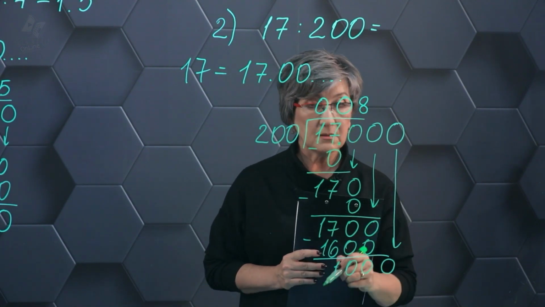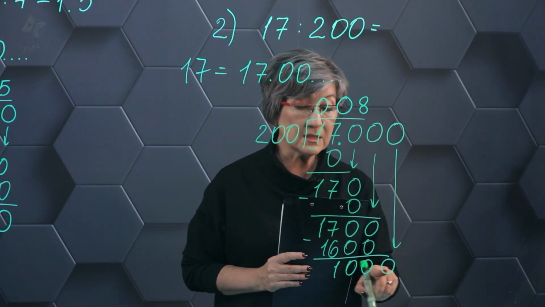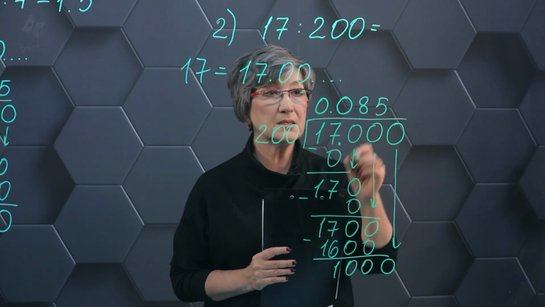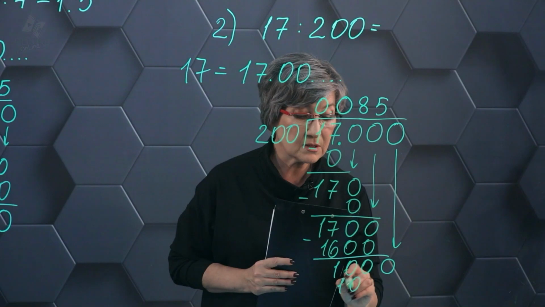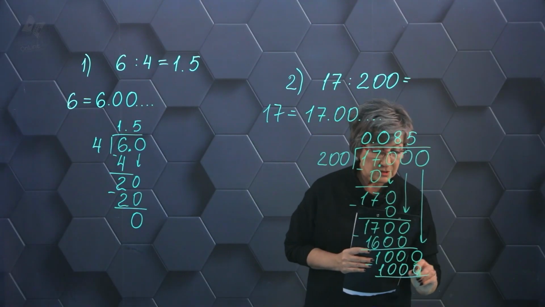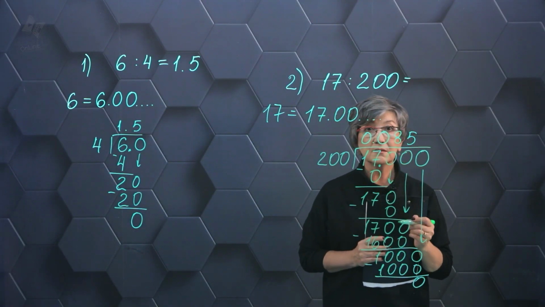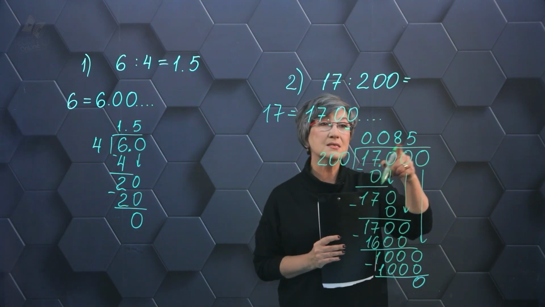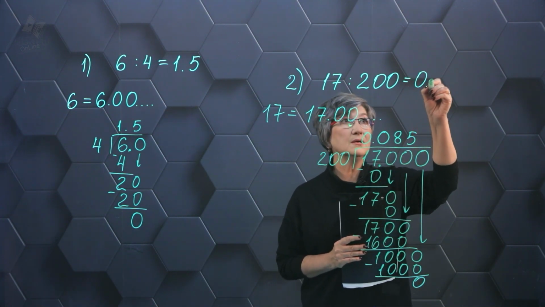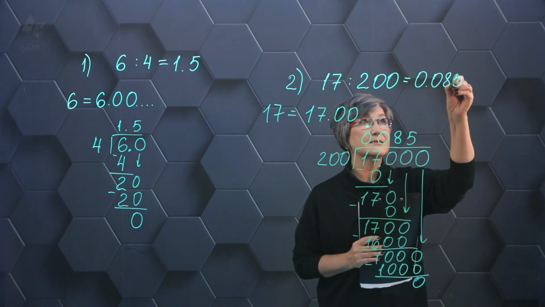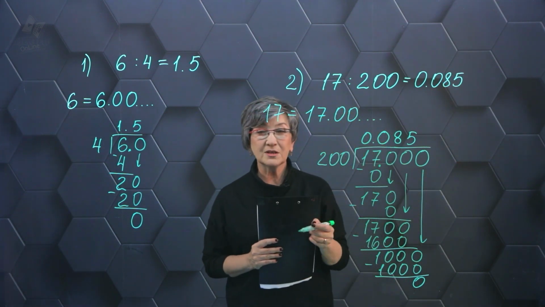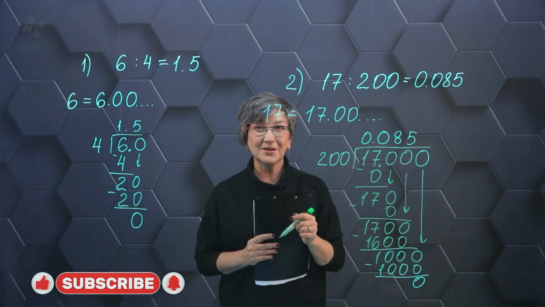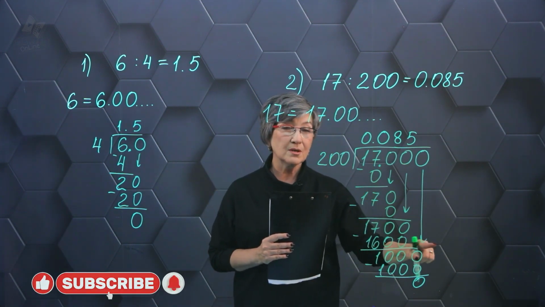And I'm going to use it. So 1,000 divided by 200. But in this case, I'm taking 5. And 5 times 200, that would be 1,000. 1,000 minus 1,000 will result in a remainder of 0. So my division is complete. I write down the answer is 0.085. This is how we divide a decimal fraction by a whole number. And we use our zeros to do the whole number division.